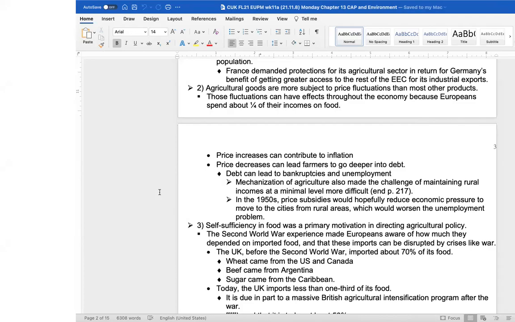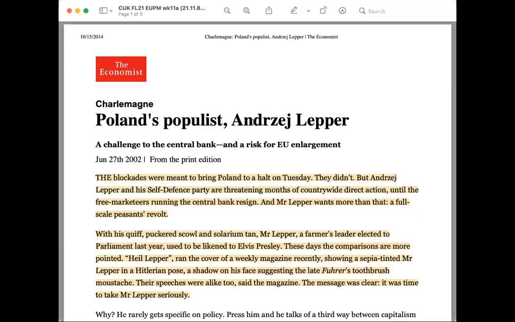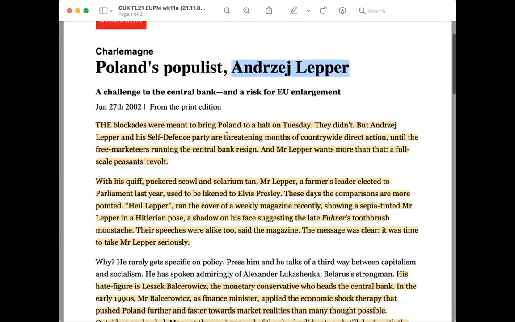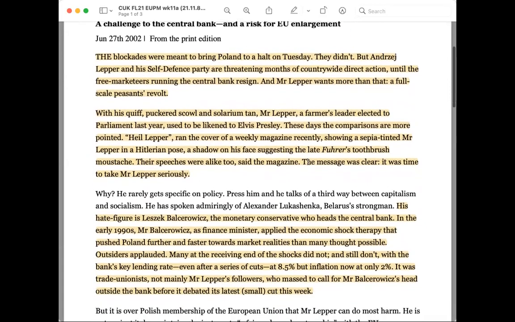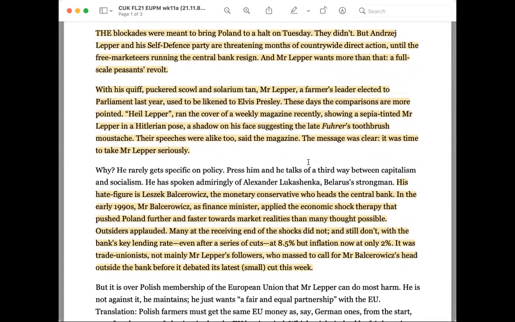So, for example, there was this person I remember reading about over 30 years ago, when I was in graduate school. His name was Andrzej Lepper. Andrzej Lepper was a Polish politician who began to exploit the fear and anxiety of Polish farmers going all the way back to the early 1990s, 30 years ago, against the radical economic changes that Poland was undergoing as part of its transition to capitalism and democracy.